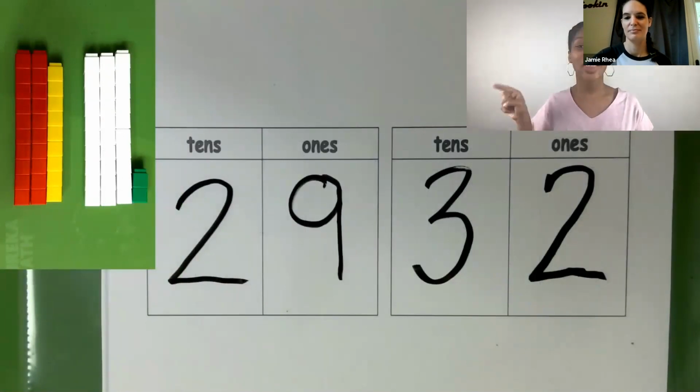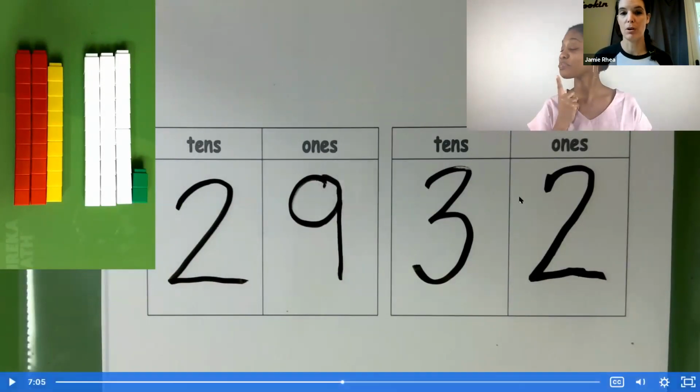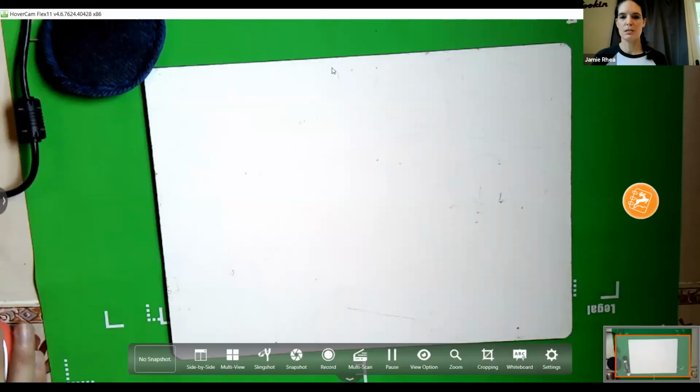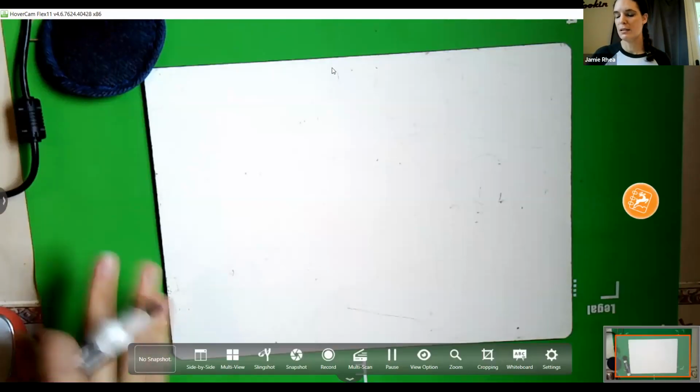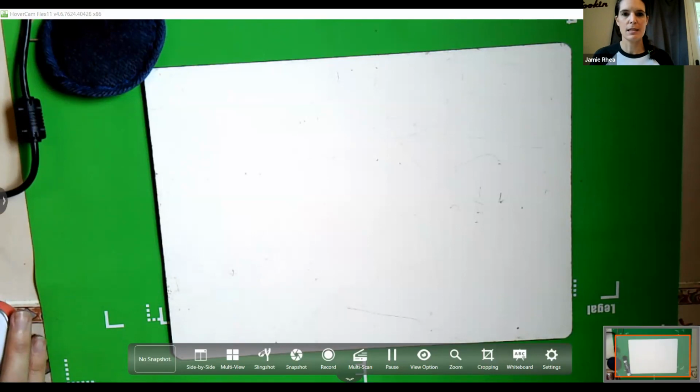Now let's compare 29 and 32. Which number is greater? Take a moment to think. Okay, so I'm going to pause because I want to draw this out and show it on my board, okay? So I'm going to share my board with you. And let's look. We had, oh, now I forgot the numbers. Hold on, guys. We had 29 and 32.